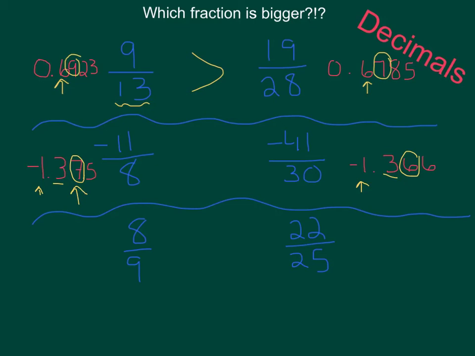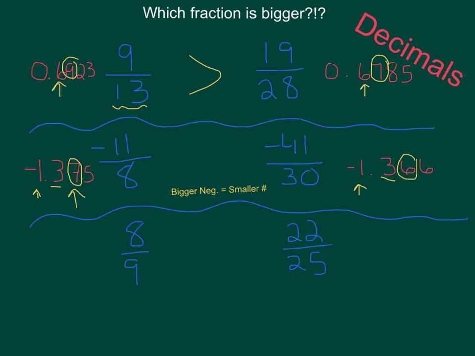But what do we know about negative numbers? The bigger the negative, the smaller the number. So because 7 right here is the bigger, makes this the bigger negative, it's actually the smaller number. So negative 11/8 is less than negative 41/30. Alright, the last example for this set of problems. It's a little tricky because of the decimals that we get, but let's figure it out.